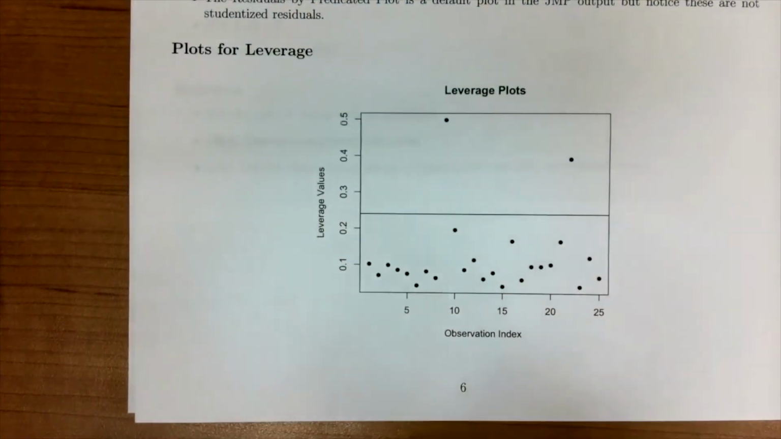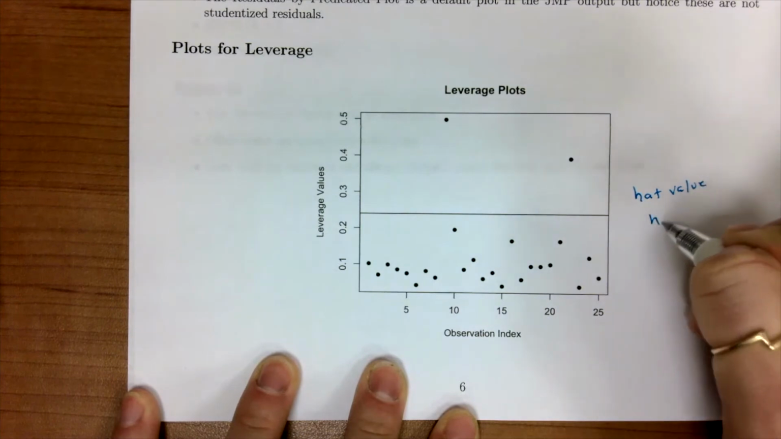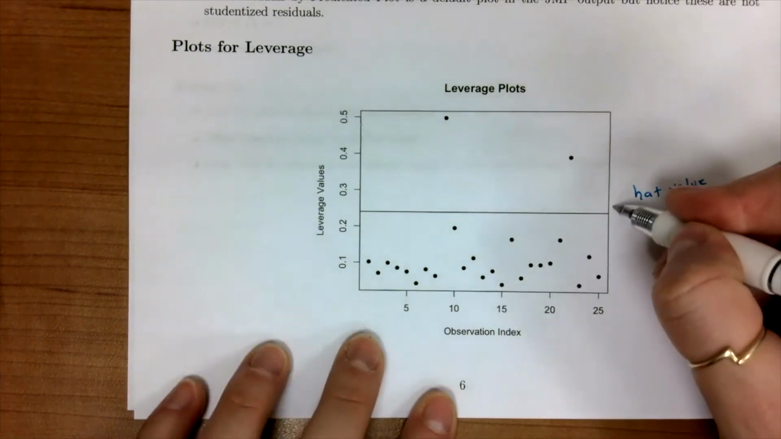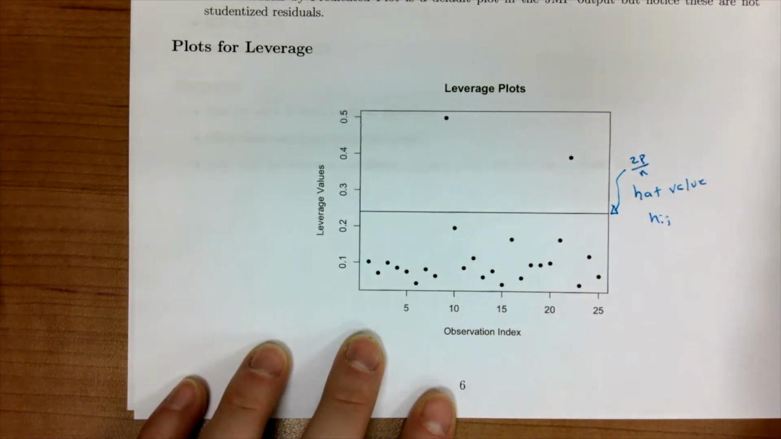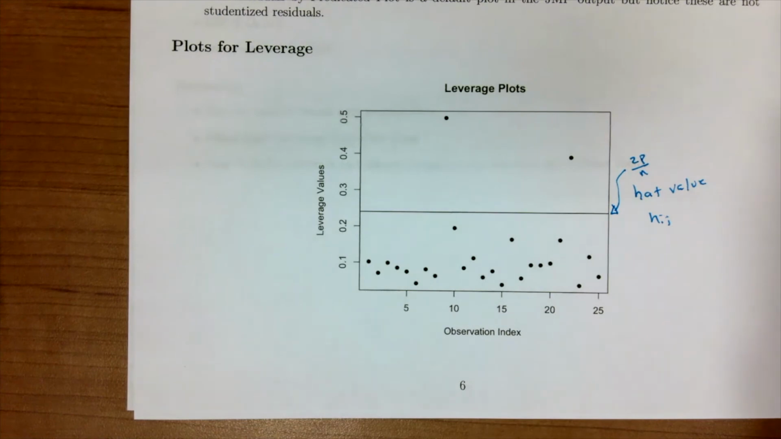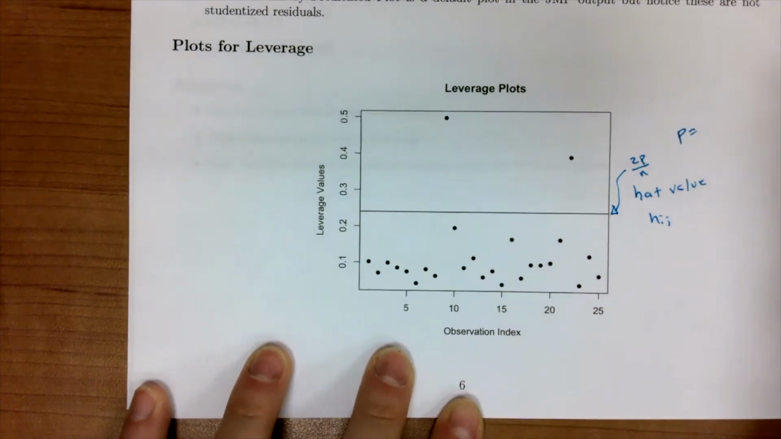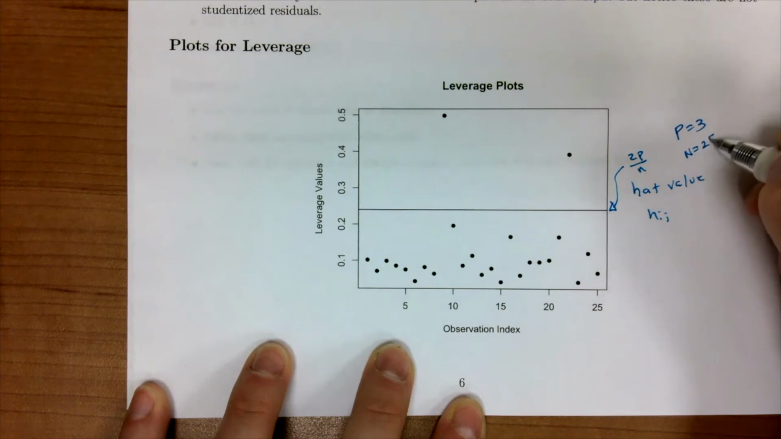For our leverage, here are our leverage points. Again, these are our hat values, our h_i's, and we're looking for large values that are greater than 2p over n. Again, in this case, p is going to be equal to 3, and n is going to be equal to 25.